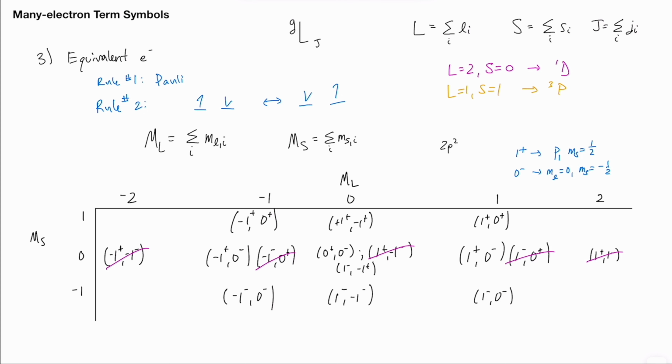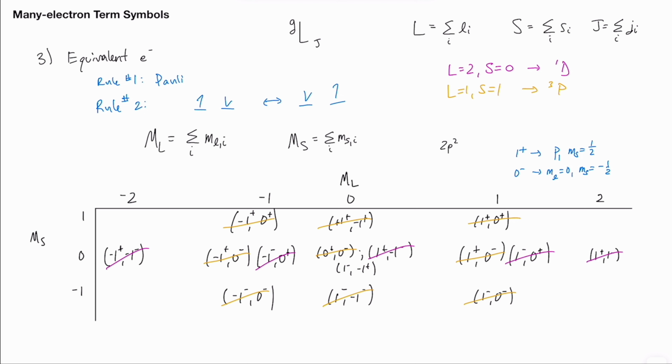Okay, and then next we know that for a triplet P, there should be m sub L equals -1, 0, and 1, and m sub S equals -1, 0, and 1. And so that's 9 different configurations, and we're just going to cross out one configuration for each of these combinations. So we go through and we kill that one. All right, we just do 1 across the board. Okay, and we've killed 9 different configurations that corresponds to the triplet P now.